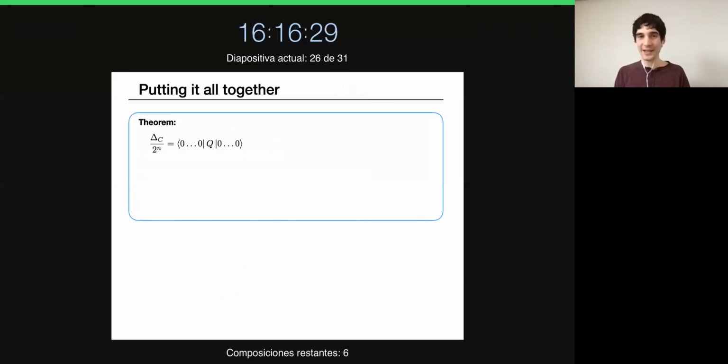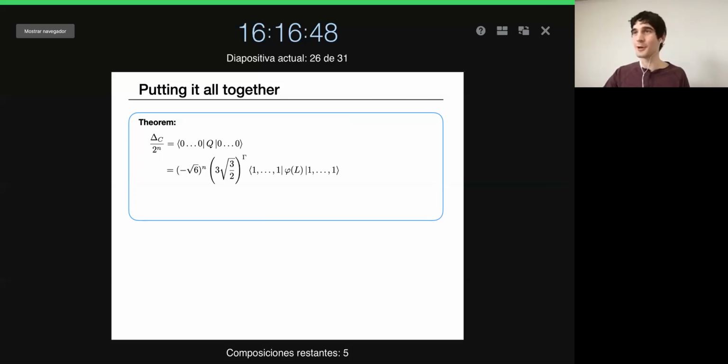So once again, putting this all together, we had this quantity delta C over 2 to the n, which is equal to this transition amplitude in the quantum circuit. We just showed how to convert that quantum circuit Q into this linear optical circuit, where now we have one photon in every single mode and ending in one photon in every single mode. Now we have this much grosser factor out front here, but so is life. You just have to deal with it.